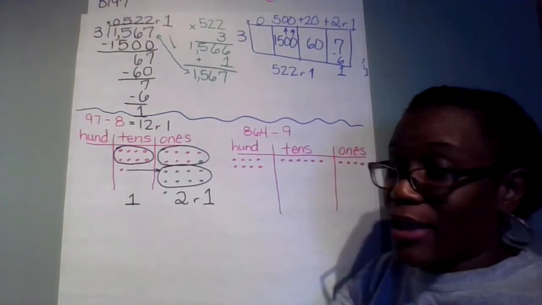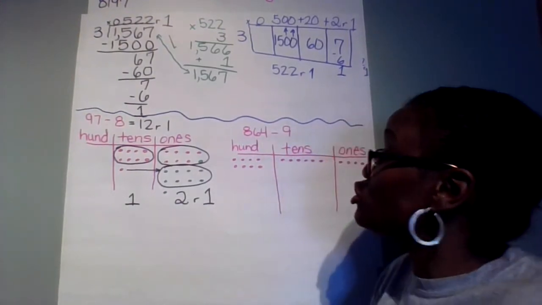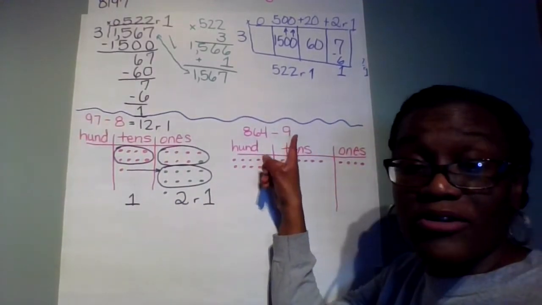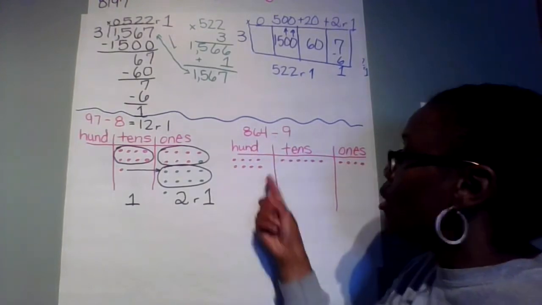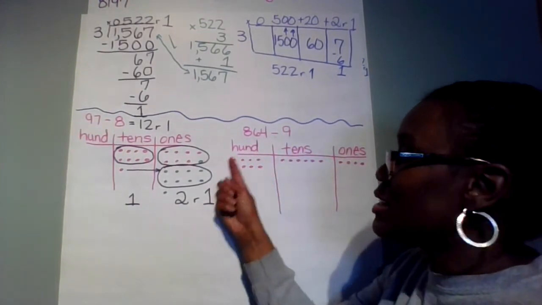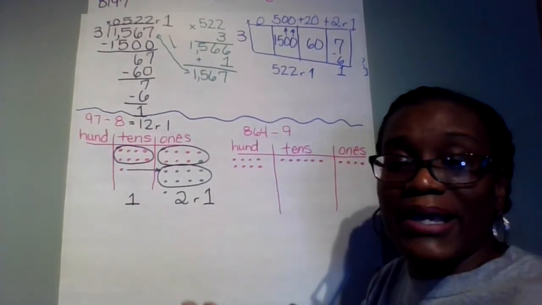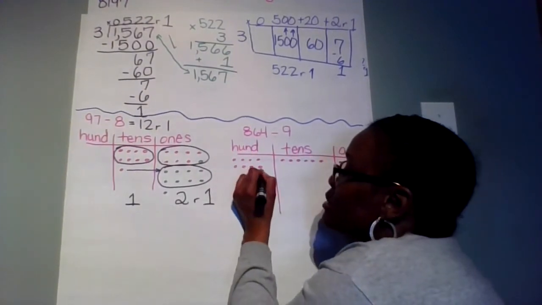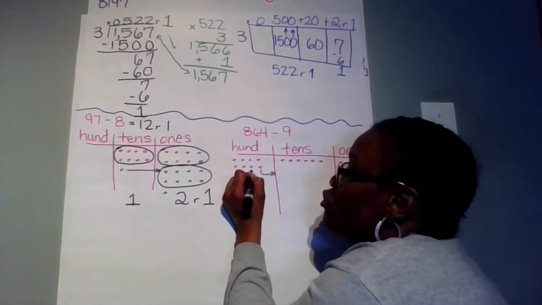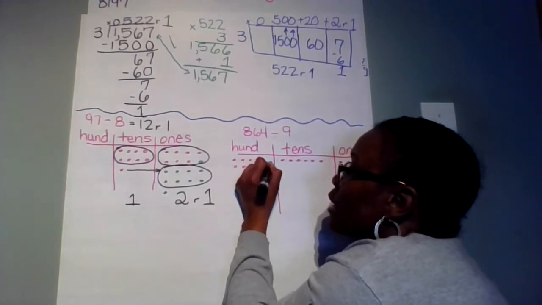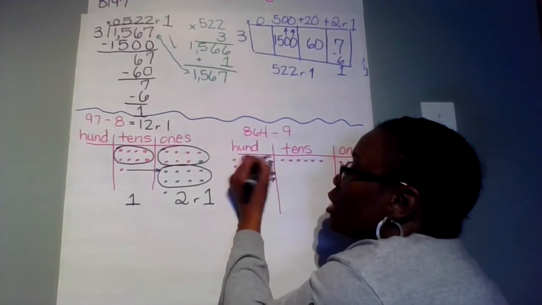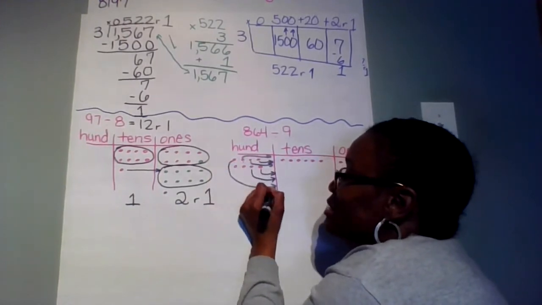So now, scholars, we need to make our groups of 9 because our divisor is 9. But look here, scholars, I only have 8 here, so I can't make a group of 9. So what I need to do is move each one of these over to my tens column.